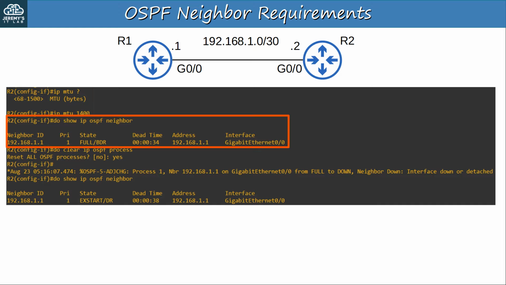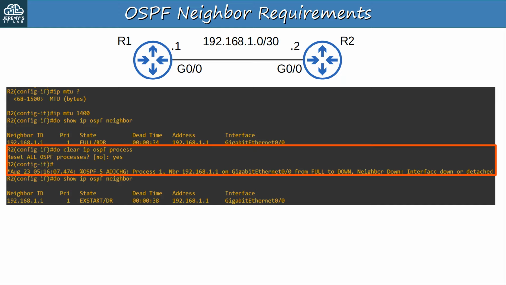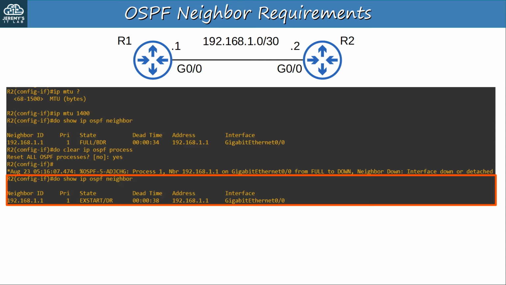I waited a minute and then checked the neighbor table. R1 and R2 actually remained neighbors. Then I reset the OSPF process on R2. I waited a minute, but no message came indicating that the neighbors had reached the full state. I checked the neighbor table again, and it was stuck in the ExStart state.